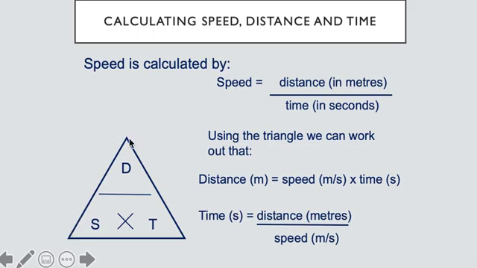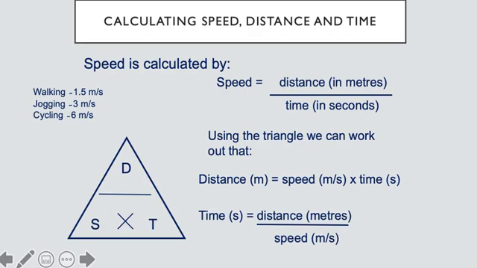The thing with these triangles is you've got to have a way of remembering where these are. So S, D, T: you've got to think of a way to know that distance, the D, is at the top, and the speed and the time are down the bottom. It doesn't really matter which way around those two are.